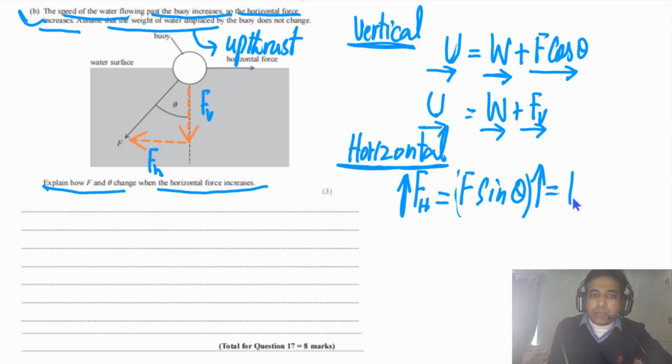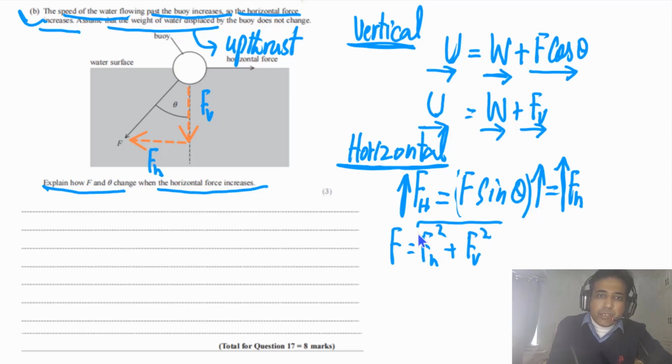We can also say this is equal to F sub H. It means F sub H increases. Now we can write down F in terms of its components. So we can say F squared has to be equal to F_H squared plus F_V squared. In this case, it is given to us that F_V remains constant and F_H increases, so it means F as a whole increases. So this is one point we can say: F increases.